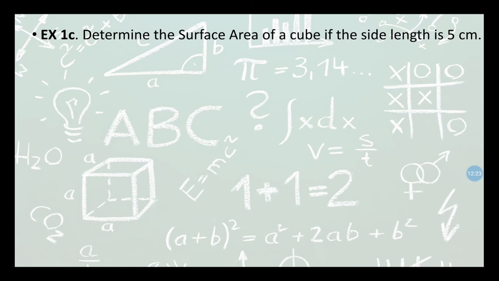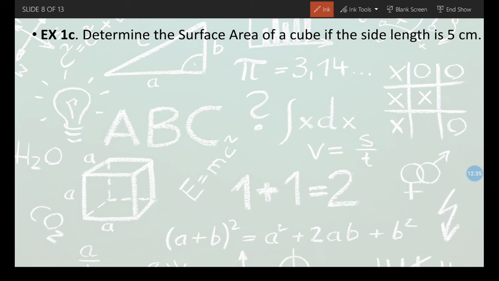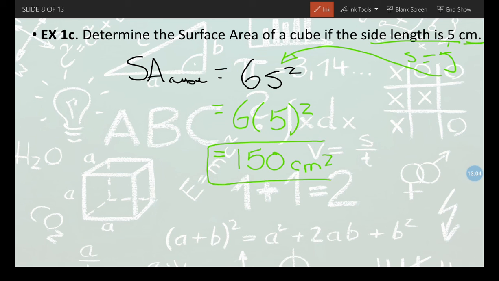Do I have another question here? Yeah. The next one says determine the surface area of a cube if the side length is 5 centimeters. They tell me I'm doing a cube, so the surface area of a cube from before is 6 sides squared. The side length is 5, so wherever there's an S, I'm now going to put a 5. So 6 times 5 squared on my calculator gives me 150. The units are centimeters, so centimeters squared, because we're talking about area.